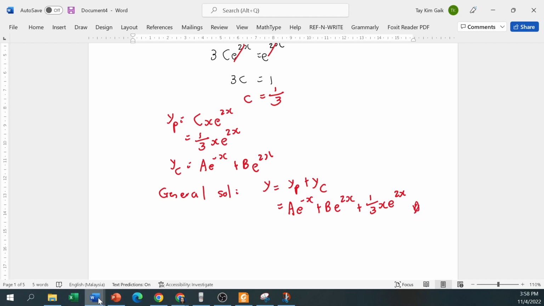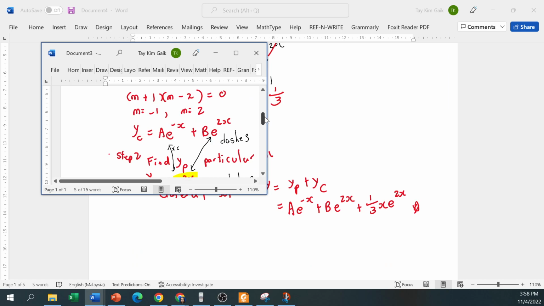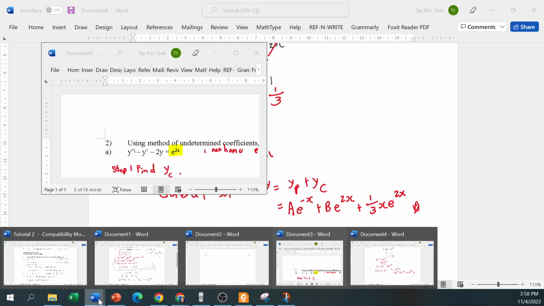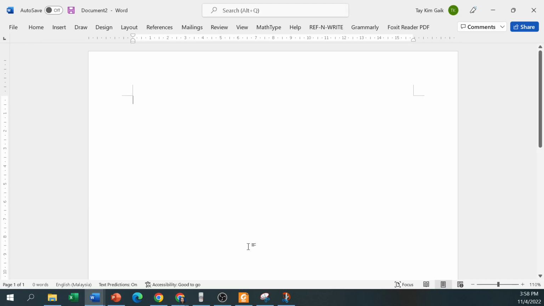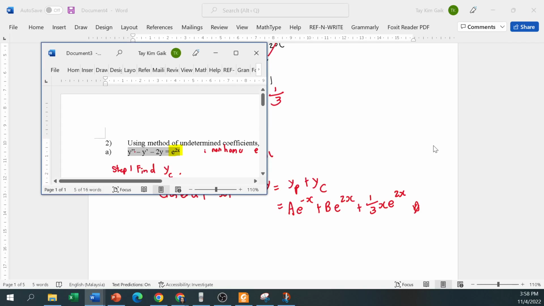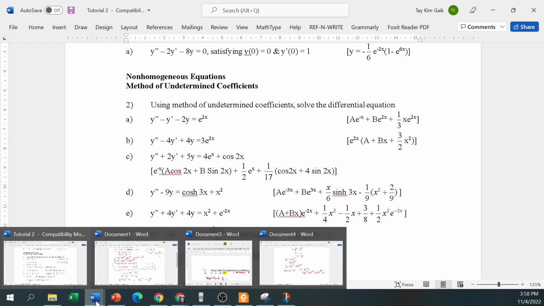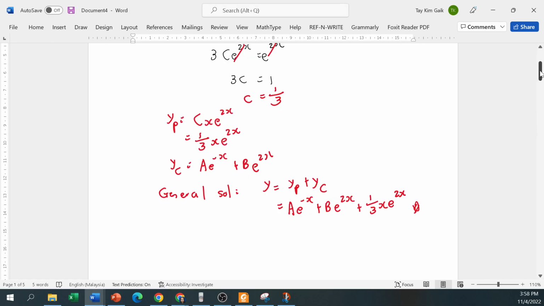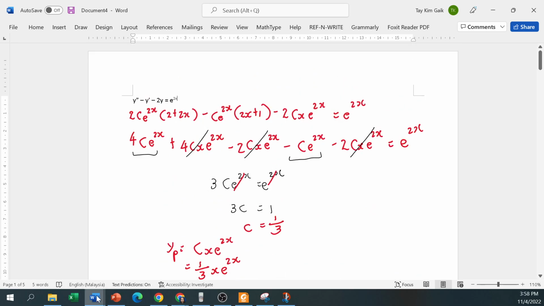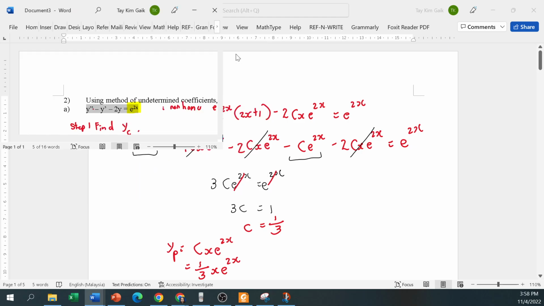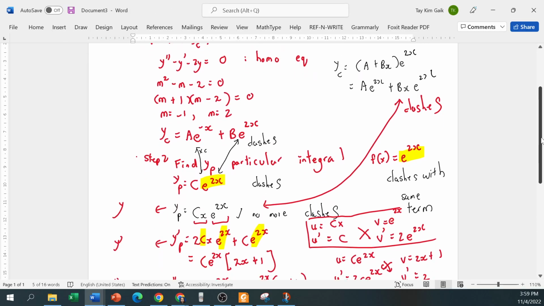Okay, check whether it is correct. No solution here. Tutorial 2. Yeah, correct, 1/3 x exponent 2x. Correct. So this is what we call clash. So in tutorial 2a, where you have the clash, you just keep multiplying by x one time only.